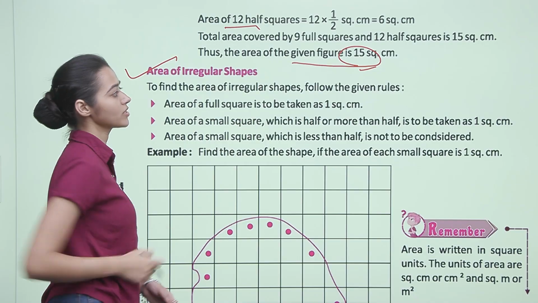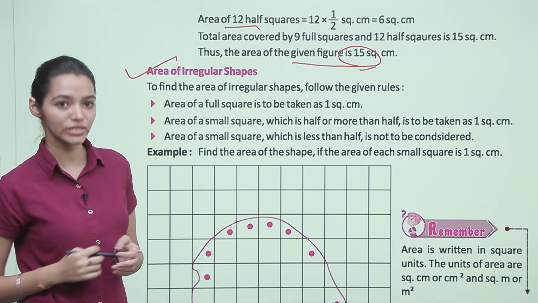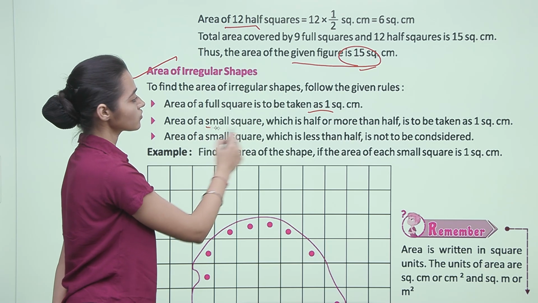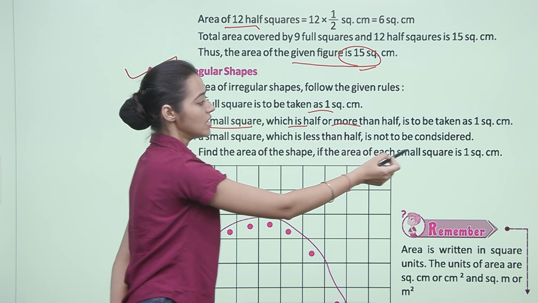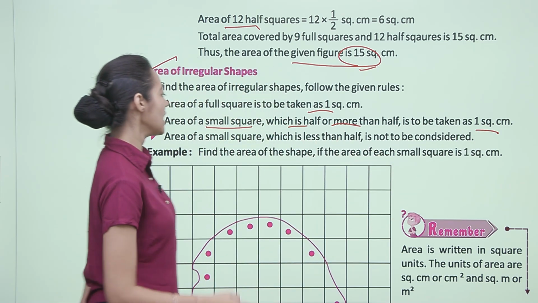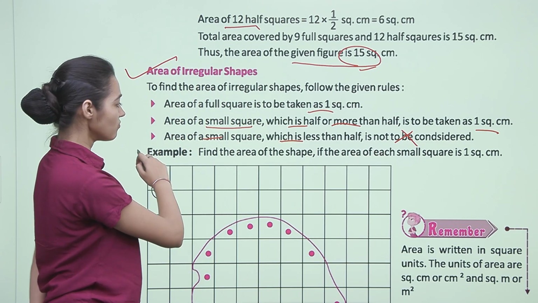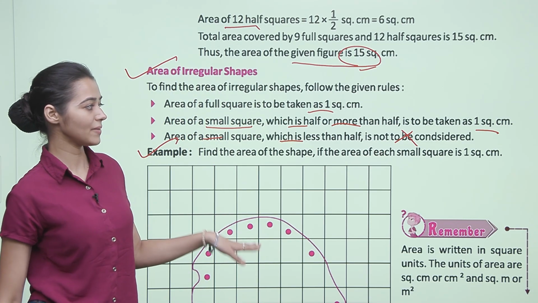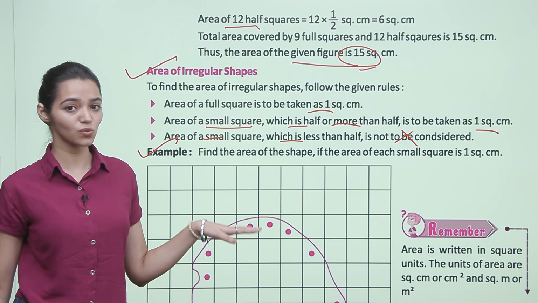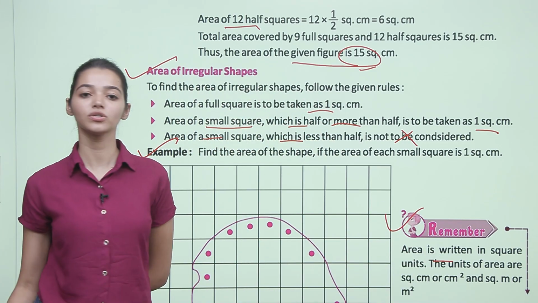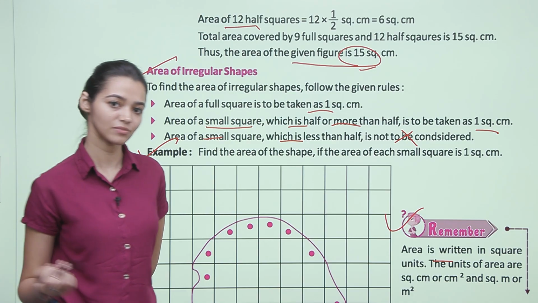Now area of irregular shapes. To find the area of irregular shapes, we find the area of full squares, each taken as 1 square centimeter, and the area of a small square which is half or more than half can be taken as 1 square centimeter, and the area of a square which is less than half is not considered. Now for example, we have to find the area of this shape and the area of each small square is 1 square centimeter. Now always remember area is written in square units and the unit of area is square centimeter or centimeter square.